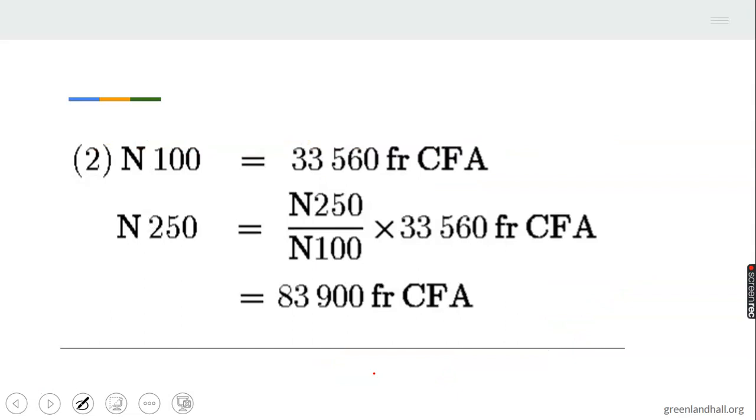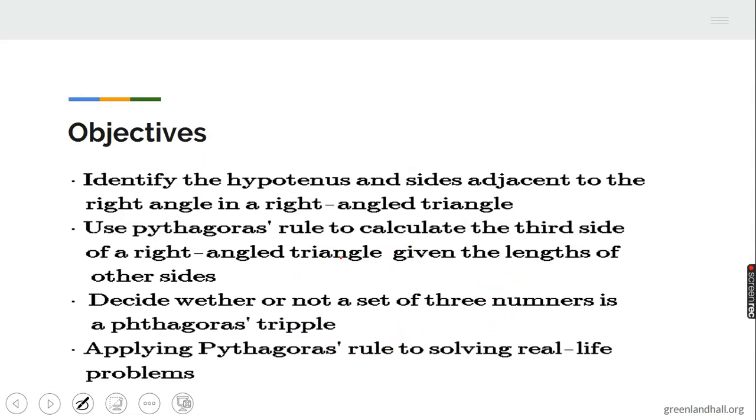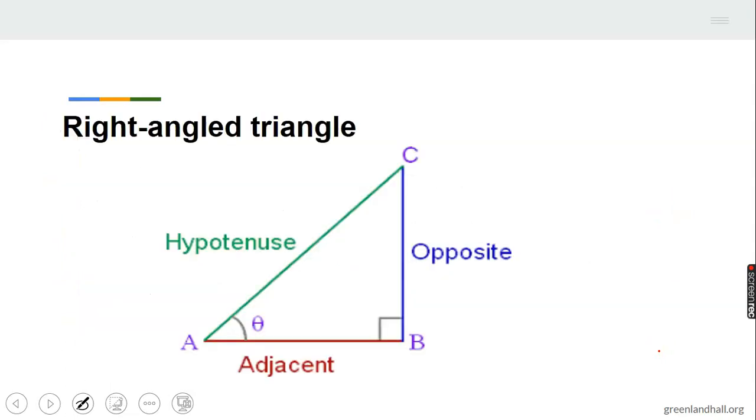Here is the second one. We have to find the equivalent of money in two different currencies, which are the naira and the sefa. Now here is the answer. Now we move to today's topic, but before we continue, here are the objectives of this topic.